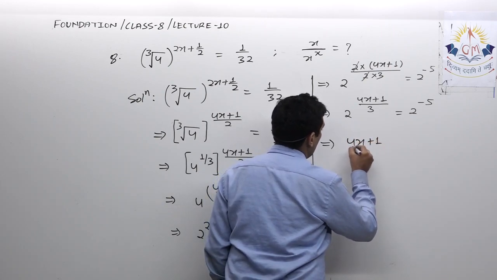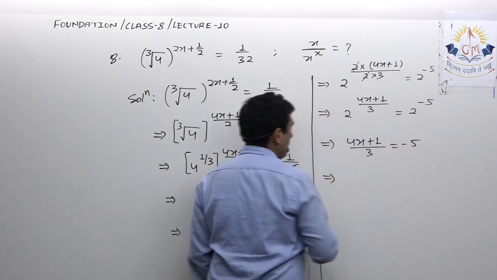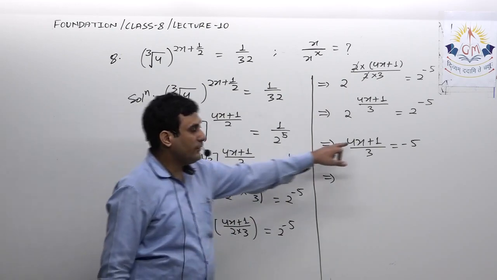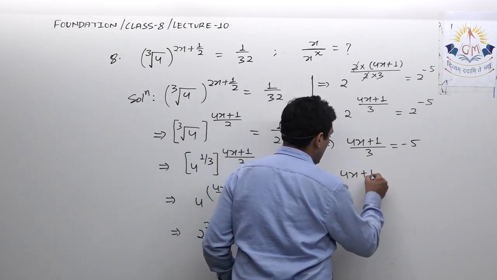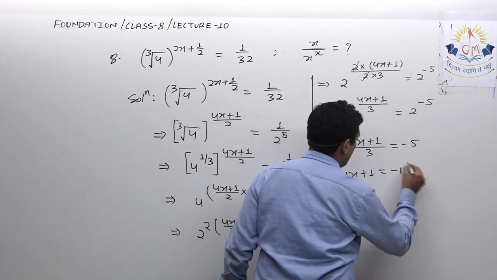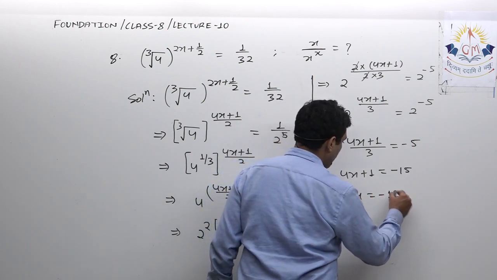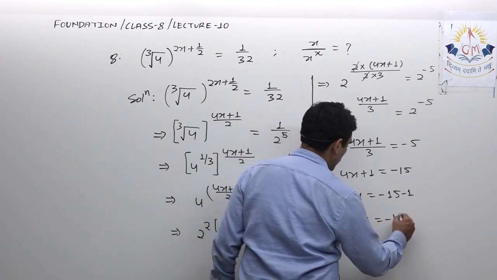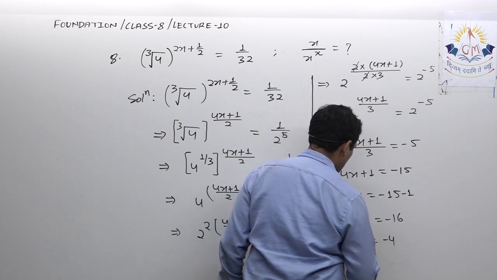Now here we come at the point where bases are same, so next step I will say powers must be equal. So 4x plus 1 upon 3 is equal to minus 5. Now actually exponent is over and the linear equation in one variable gets started. Here you have to find the value of x. So 4x plus 1 I will keep here only. On the right hand side this 3 will come, so this will become minus 15. So 4x is equal to minus 15 minus 1. So 4x is equal to minus 16. So ultimately x is equal to minus 4.